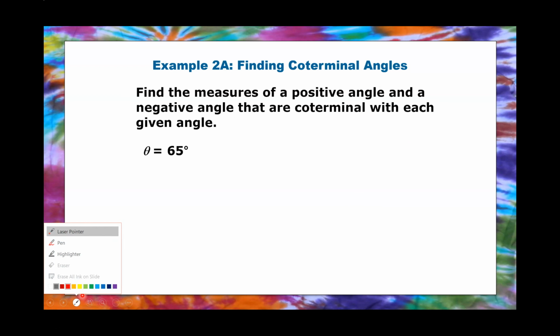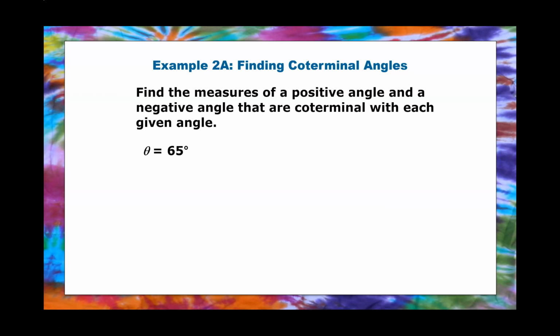All right, this next question here is asking me to find a positive angle and a negative angle that are coterminal with the given angle measurement. So I'm simply going to add 360 to this. 360 plus 65 gives me 425 degrees. That's my answer for the positive one.